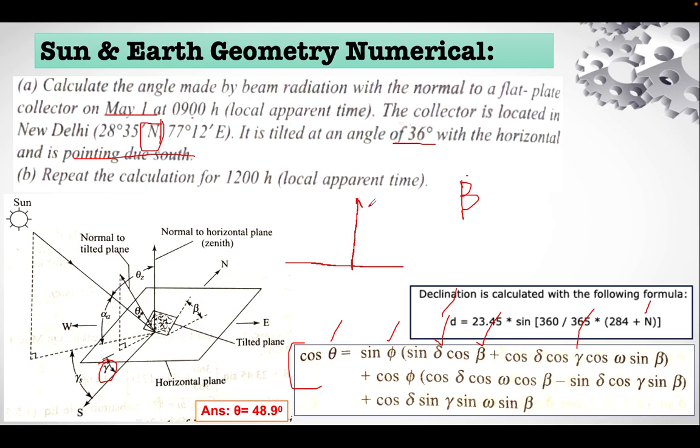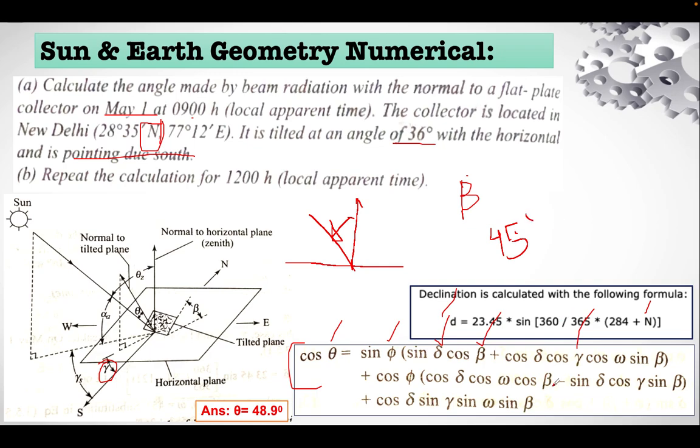when the sun is exactly on the top, that is known as 12 noon. So from that, 9 is 3 hours before, in the forenoon. And each hour has a 15-degree hour angle. The difference between 9 and 12 is 3 hours, and each hour contains a 15-degree angle. So omega will be 3 into 15 degrees, so it will be 45 degrees.